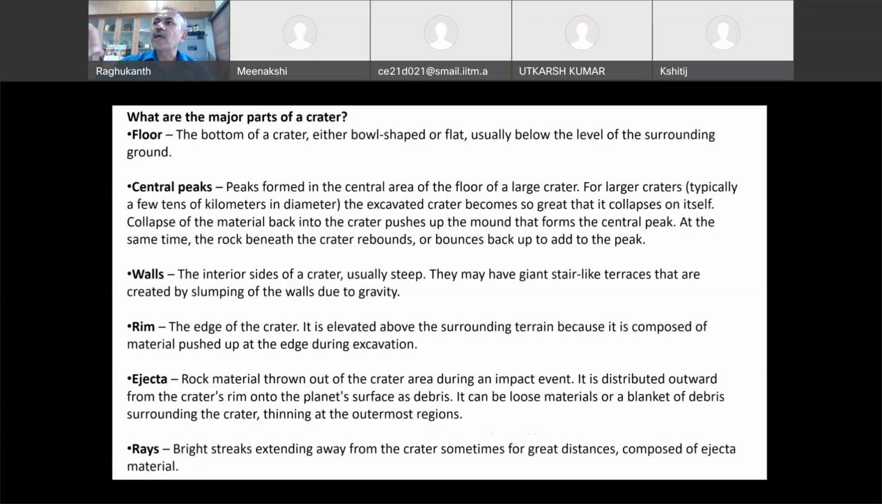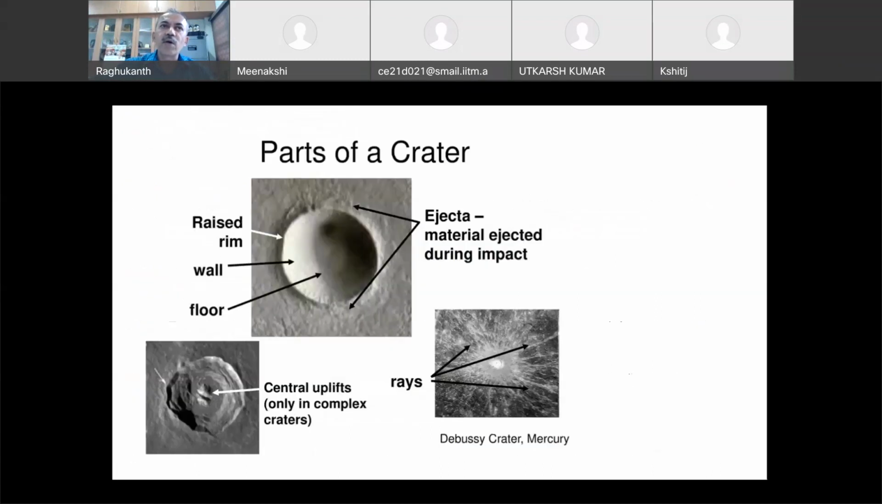So the loose materials which were located in this region, because of the impact, just fly off. And you will see these types of rays; the material gets deposited outside the region. So this portion, we call this ejecta also. Okay, so these are terminology we use.